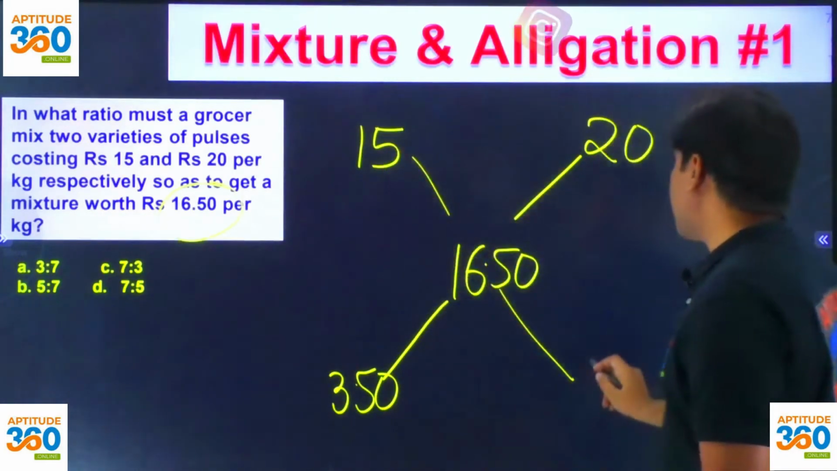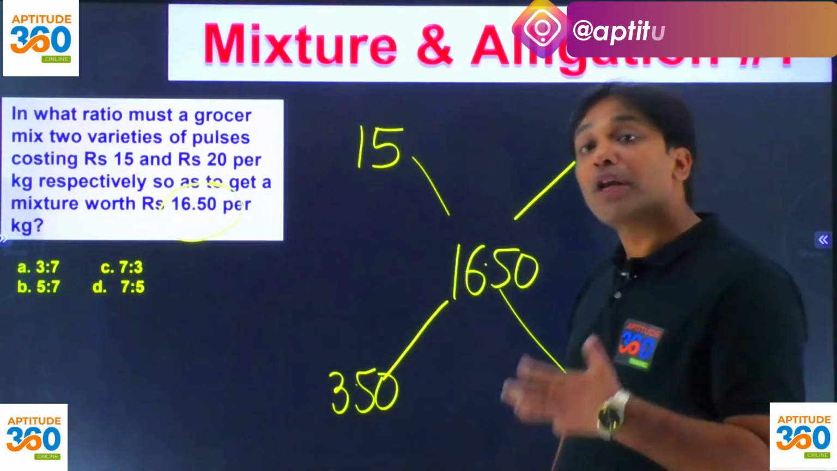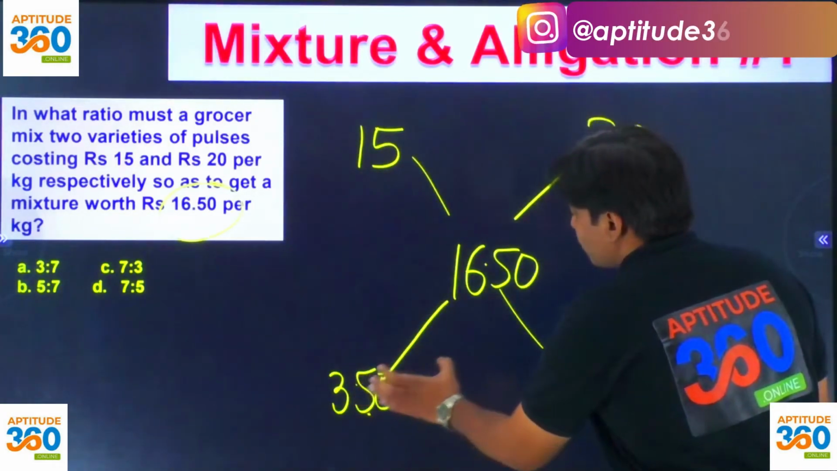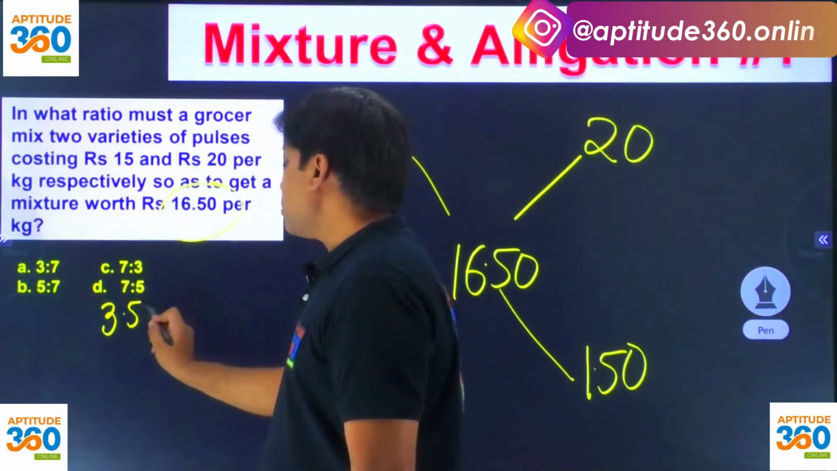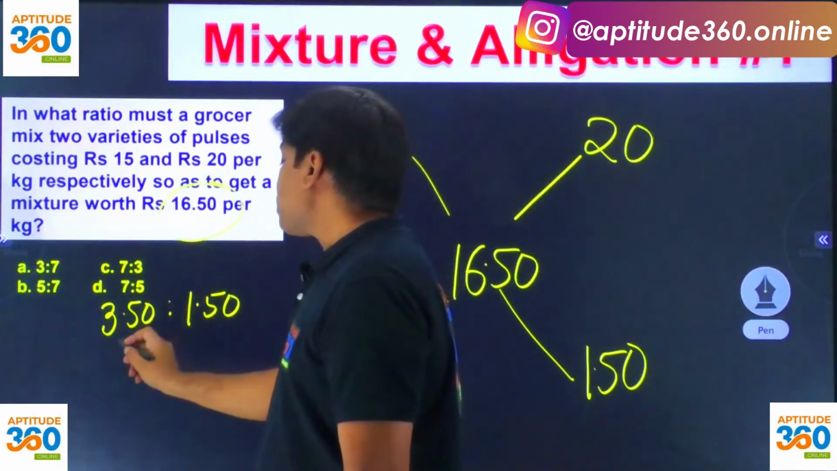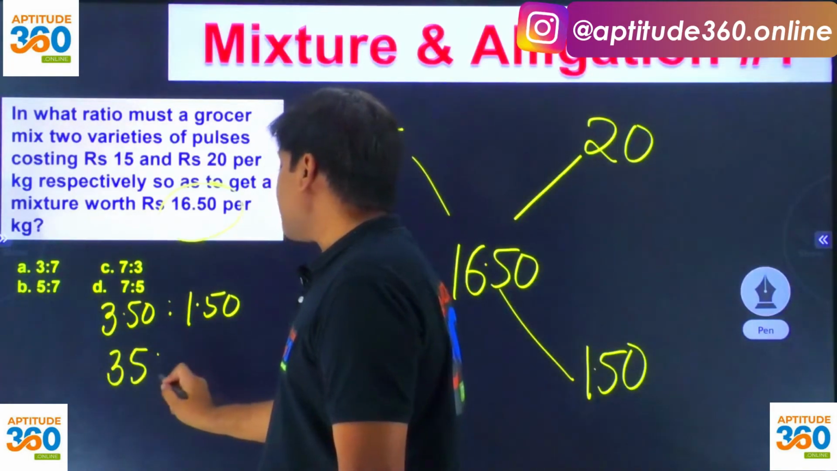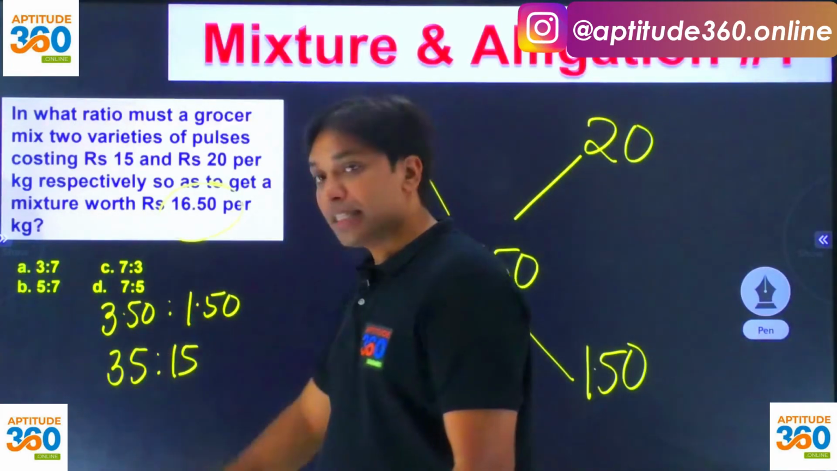16.50 minus 15, it is coming out as how much? 1.50. So in what ratio we should be mixing them? We should be mixing them in this ratio, which is 3.50 is to 1.50. अगर आप इसको simplify करोगे तो आप क्या लिखोगे? 35 is to 15. You can multiply both of these two by 10.